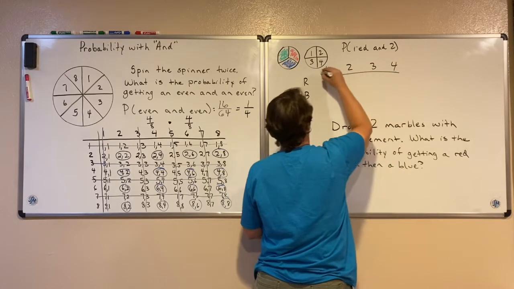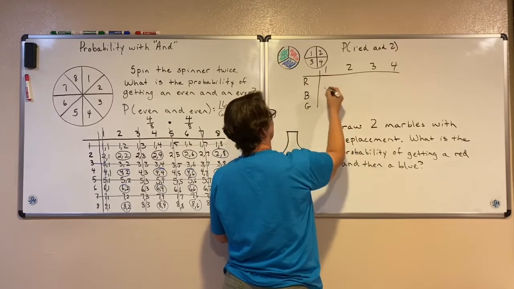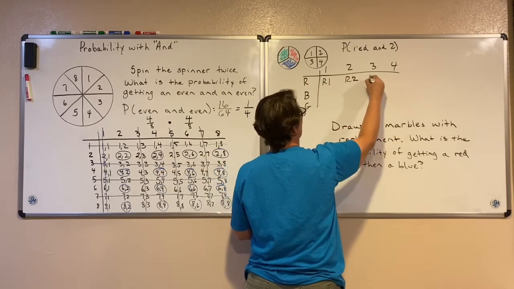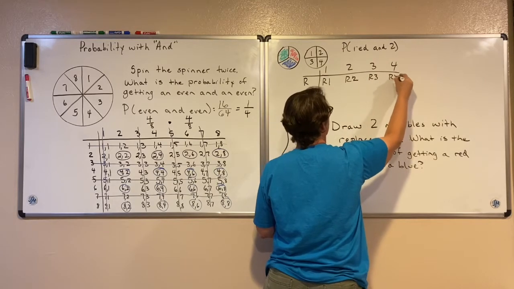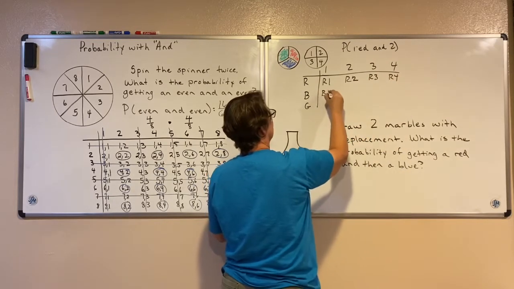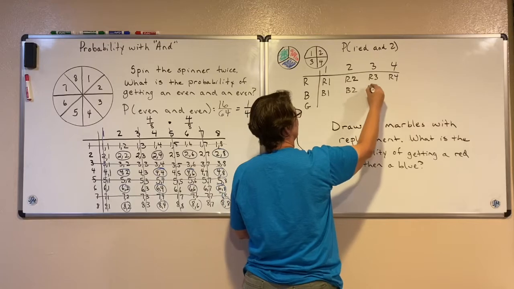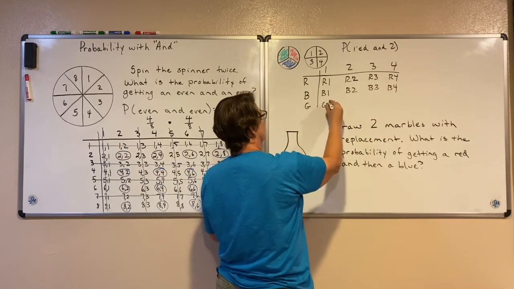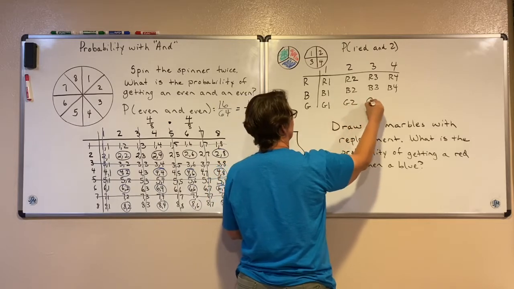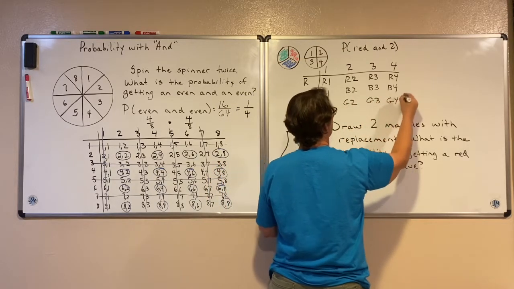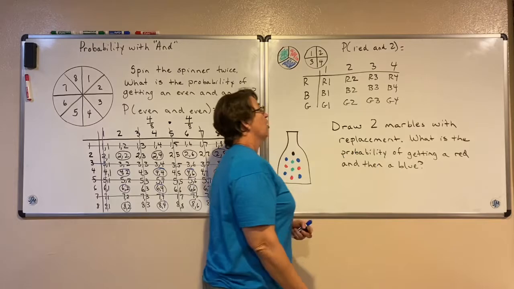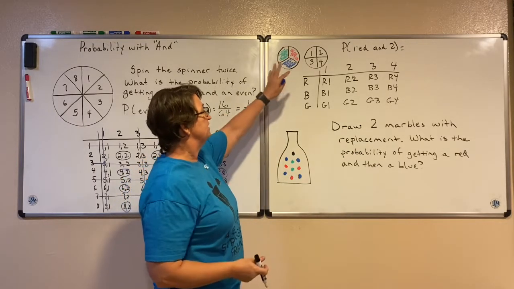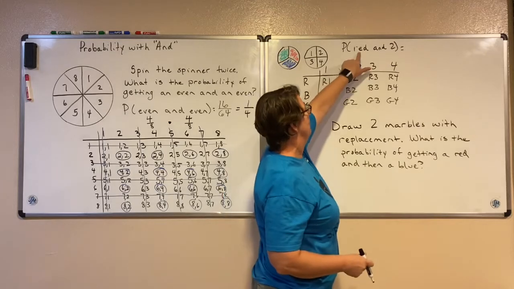So if I look at all my possible outcomes, I could get a red 1, a red 2, a red 3, or a red 4. I could get a blue 1, a blue 2, a blue 3, a blue 4. I could get a green 1, a green 2, a green 3, or a green 4. Well, before we find the probability using that symmetric sample space, let's just look at the individual probabilities.